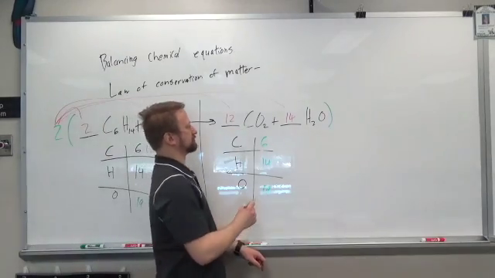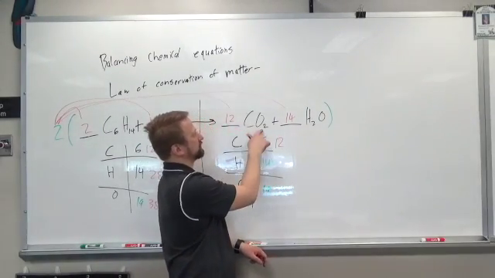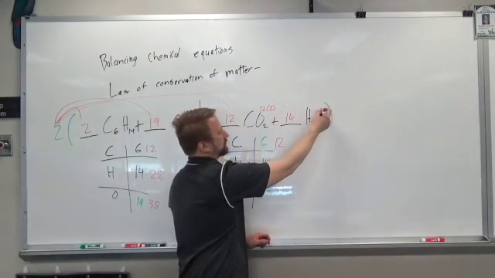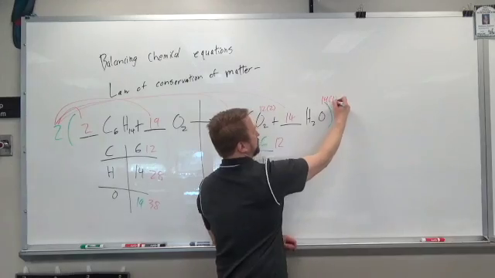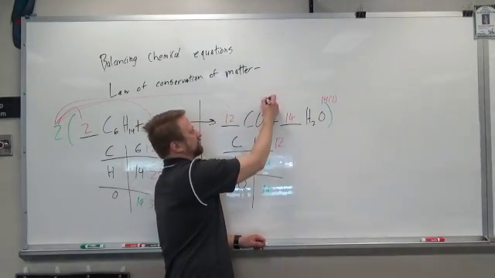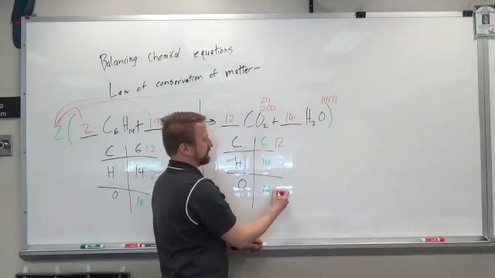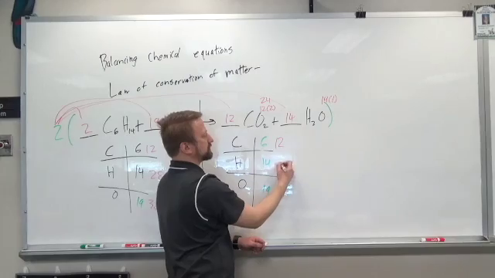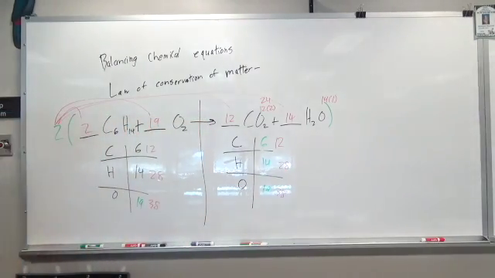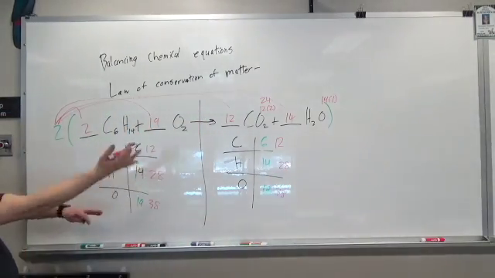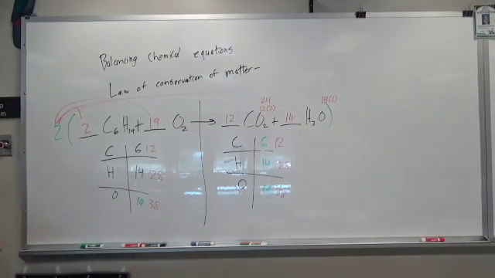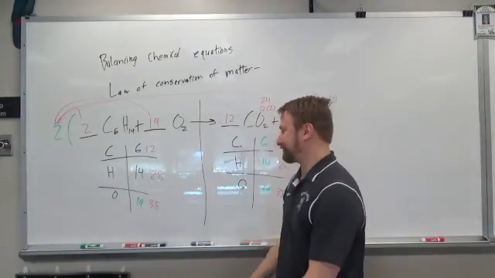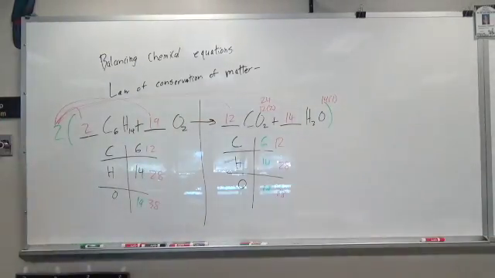12 times 1 gives me 12. 12 times 2, I'm going to write it here because I also have 14 times 1. So we have 24 plus 14 gives me 38 oxygens. 14 times 2 gives me 28. Do all of our red numbers match? Yay! I love it when it works out. This is the hardest problem you're going to see, is something like that. I hope this helps.